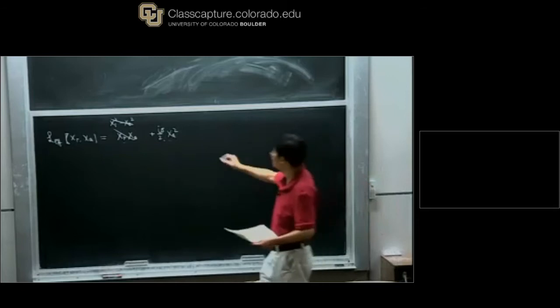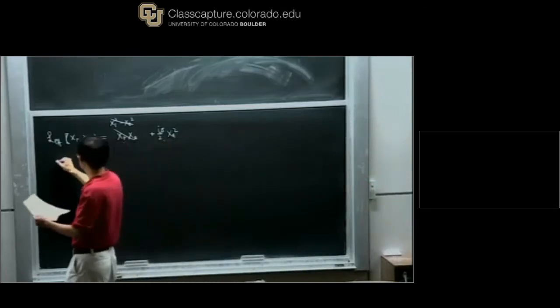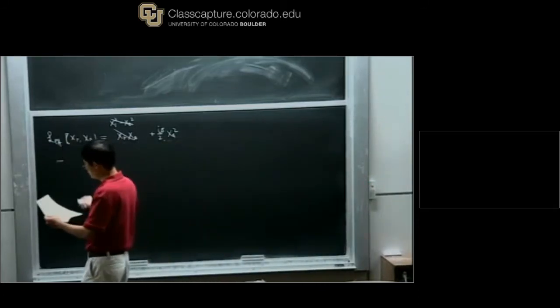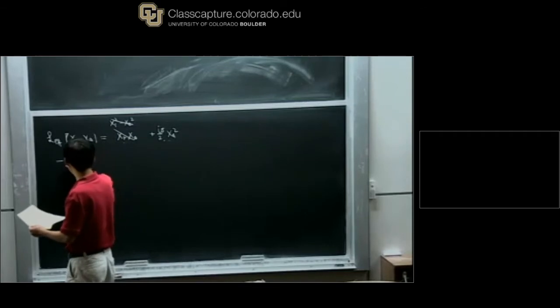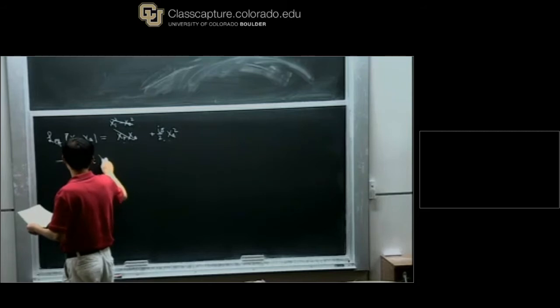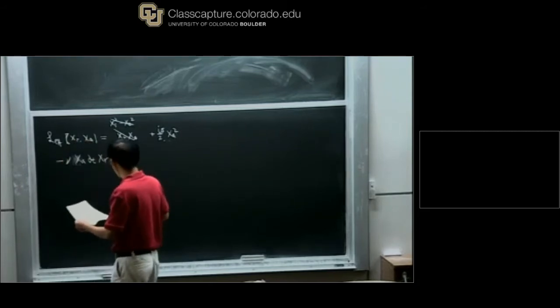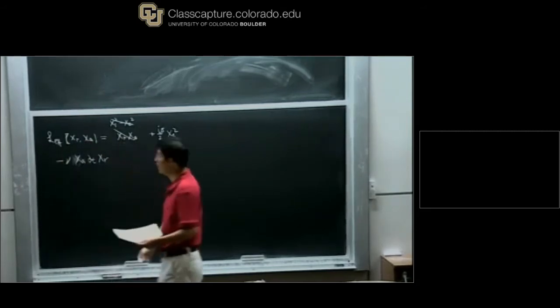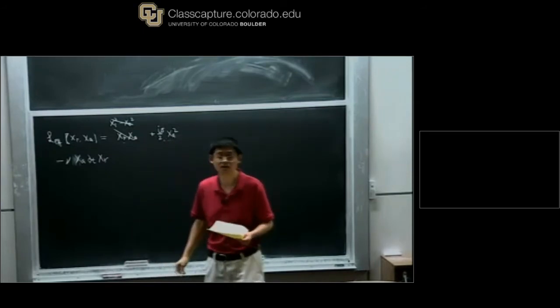And now you can write down terms with derivatives. For example, with one derivative, you can write down such a term, XA partial t XR, and that's the only term you can have with one derivative.